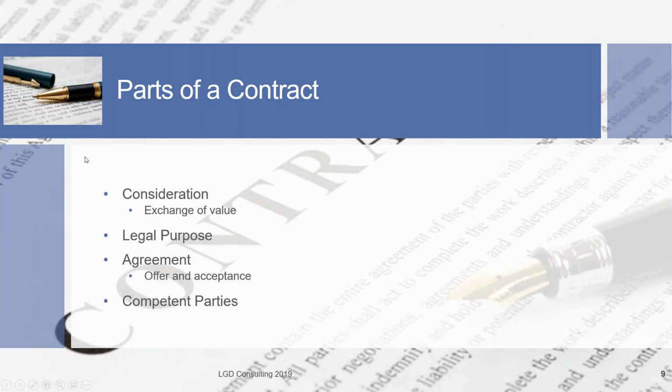Parts of a contract. This is another tricky area. So you're taking an insurance exam, and insurance is a contract by definition. Contracts don't have to be in writing. Insurance contracts have to be in writing. Okay? So you got to know the four parts of a contract.